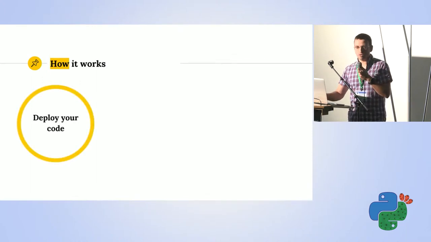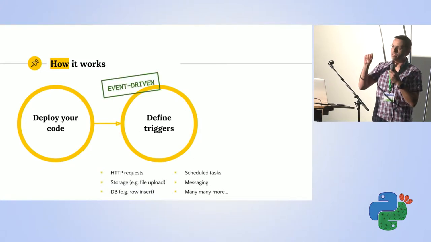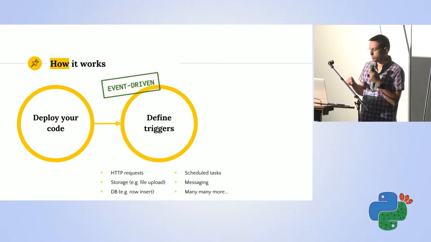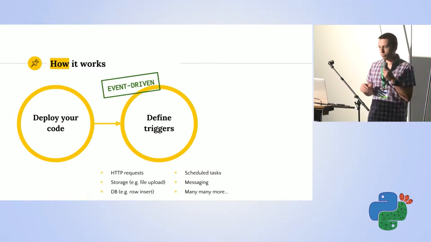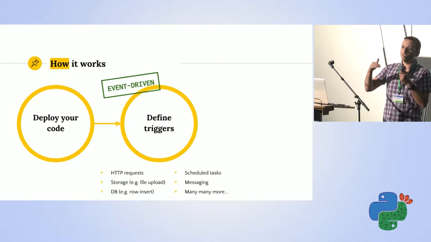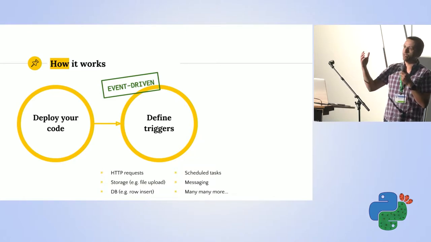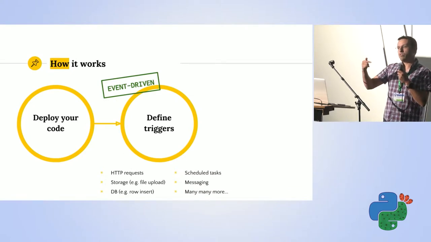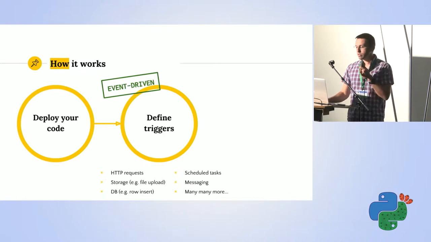So how does it work? You deploy your code, you define what will trigger this function that you have deployed, and there are many events that can trigger this code. It could be an HTTP request, or it could be when you upload a file to your storage service. So let's say you're in AWS, you're using S3 for storage, you can define a trigger that once a file is uploaded to S3, it will trigger an event that will trigger the function that you want.